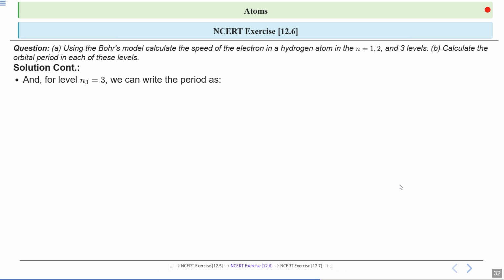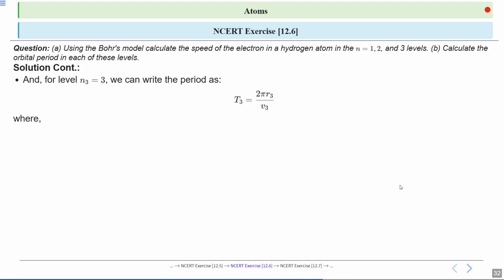Let's focus on the third energy level, where n equals n3, where n3 equals 3. We are going to write an expression for the orbital period of the electron in this level. Here is the formula for the orbital period in the third level. T3 equal to 2 pi r3 divided by v3. In this equation, T3 is the time period, r3 is the radius of the third orbit, and v3 is the speed of the electron in that orbit.